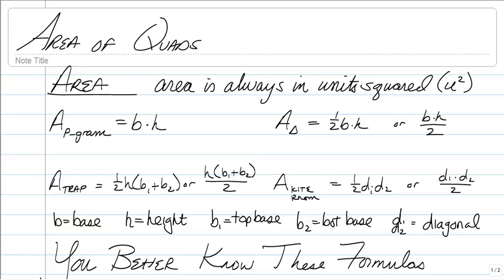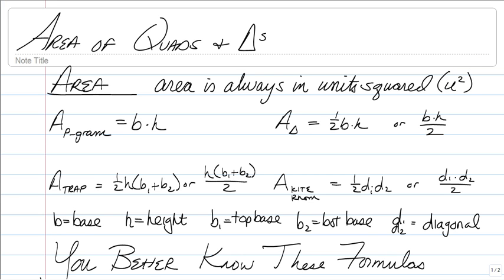Alright, here we go everybody. This video is going to cover the area of quadrilaterals and triangles. So, one of the things you need to know about area is that area is always going to be measured in square units, or units squared. Now that could be inches squared, feet squared, millimeters squared, whatever.